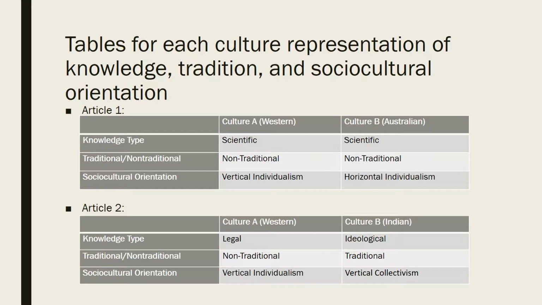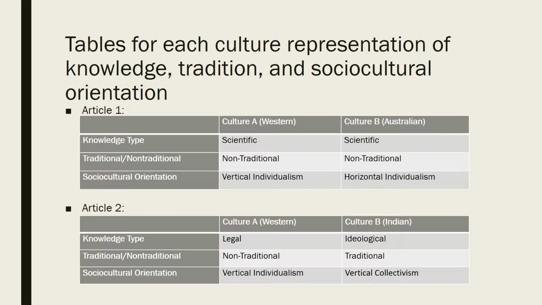For Article 1, Culture A was Western and the knowledge type was scientific. They were non-traditional and the sociocultural orientation was vertical individualism. For Culture B, Australian, they were scientific, non-traditional, and the sociocultural orientation was horizontal individualism.